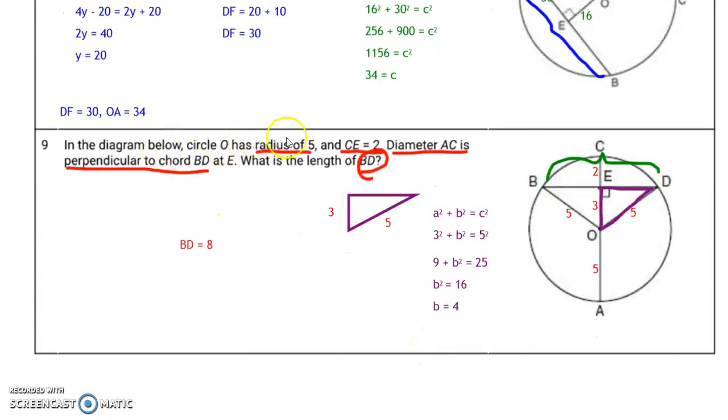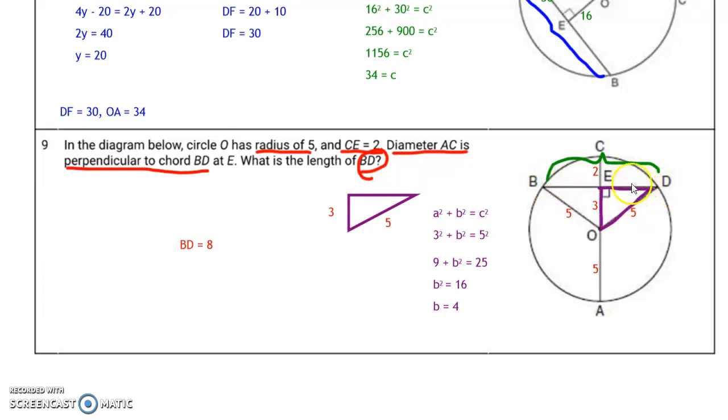For question number 9, it tells us that the radius is 5, which means this part is 5, this part is 5, this part is 5, and this part is also 5. The piece up here is 2, which means this is 3. And it asks us for the length of BD, which is this whole entire chord.